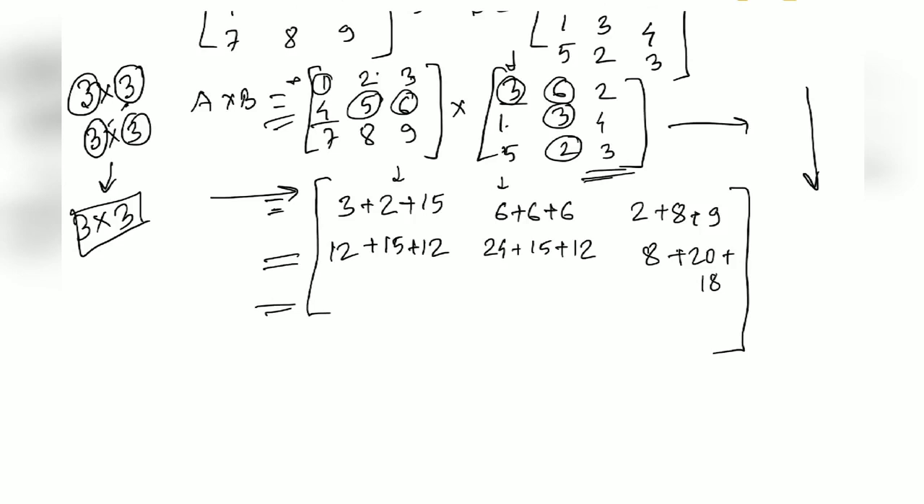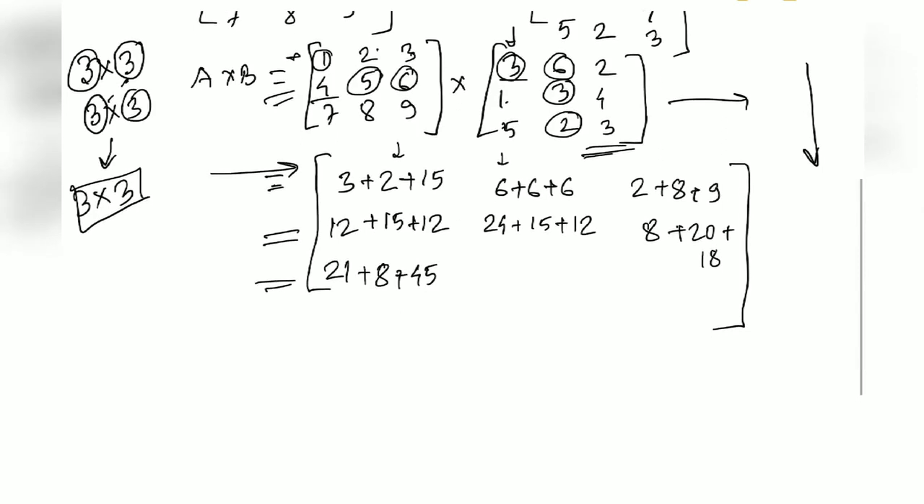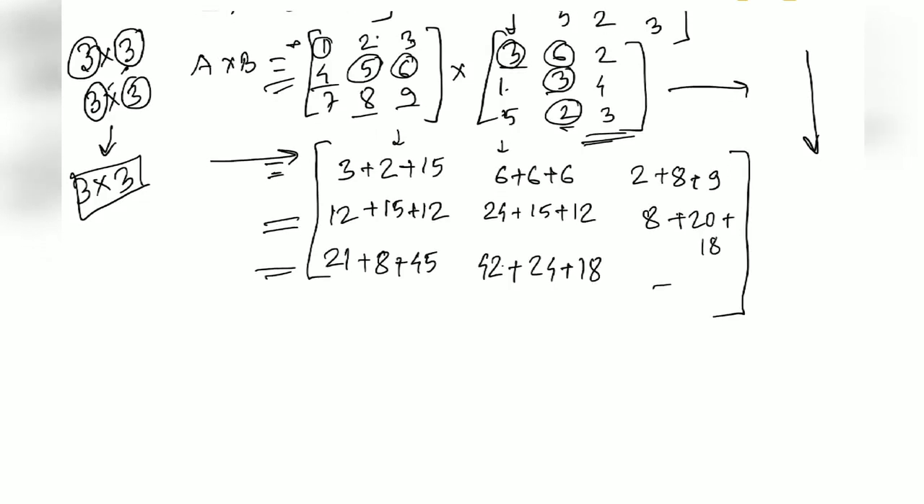Okay. Now R3 is 7. Remember, we are in the position R3 C1. So obviously 7 into 3 plus 8 into 1 plus 9 into 5, 45. So in the second column, we are having 7 into 6, 42, 8 into 3, 24, 9 into 2, 18. And on the third column, we are having 7 into 2, that is 14, 8 into 4, that is 32, and 9 into 3, that is 27.